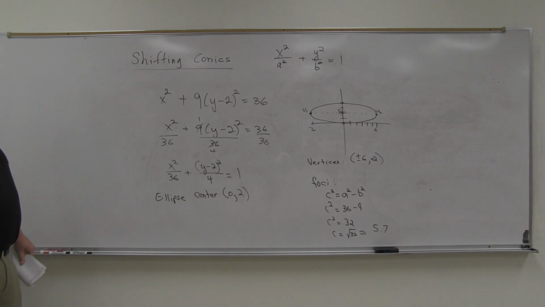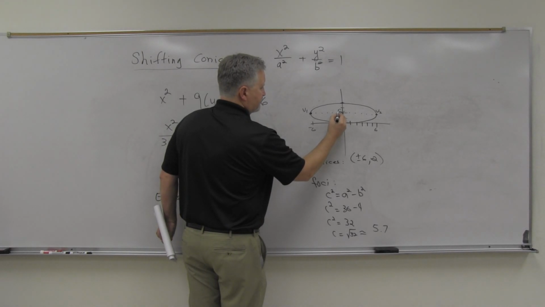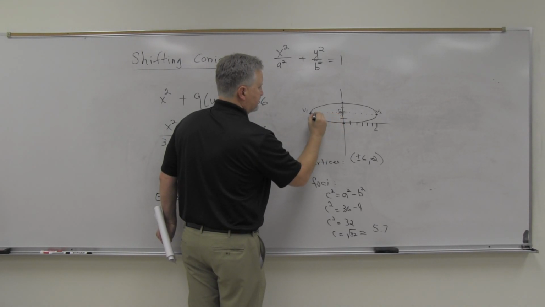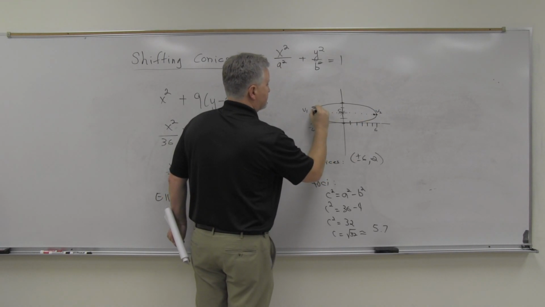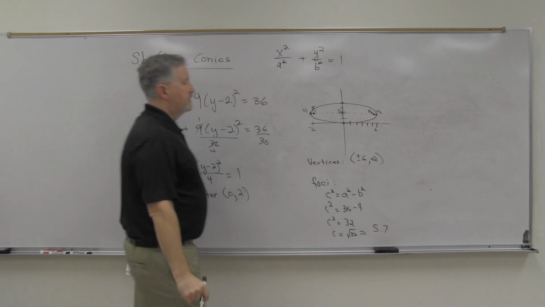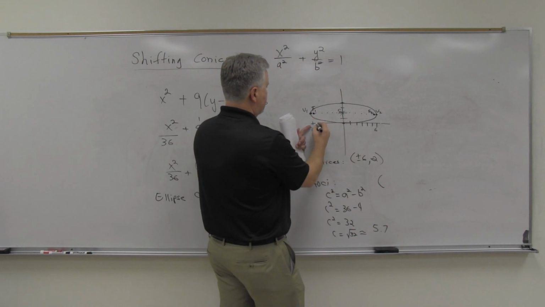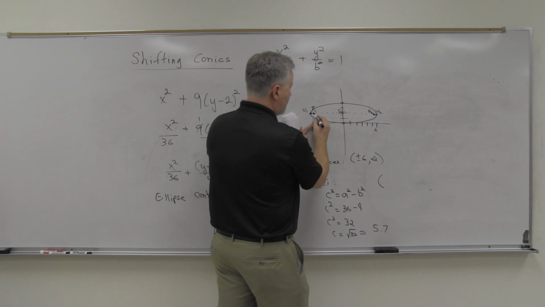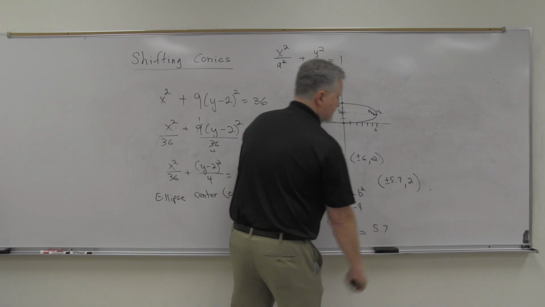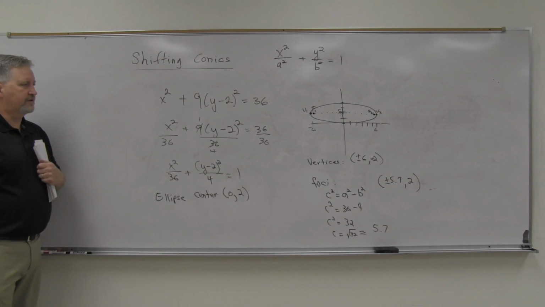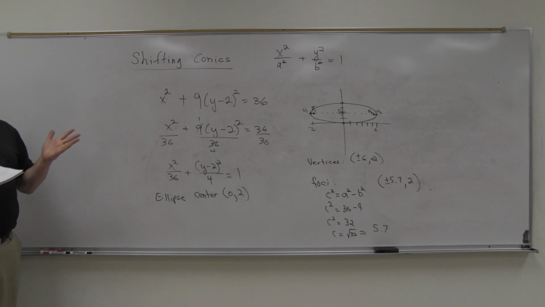Those are on the longer axis, so that would be 5.7 units from the center. So they're pretty close to the vertices in this case. They're a little easier to figure out. It would just be negative 5.7, 2, plus or minus, I guess. In this case the x value is 0. But anyway, you just have to make the adjustments for the shift. All right?